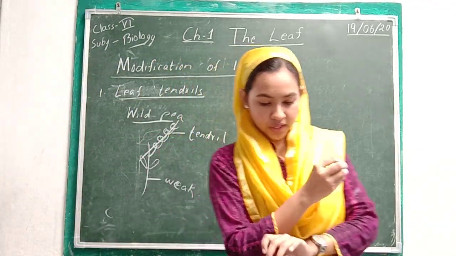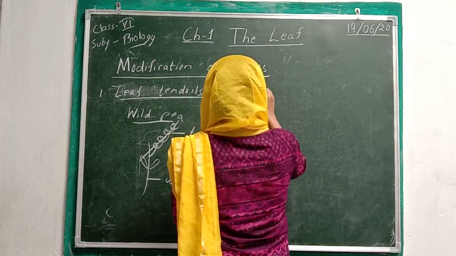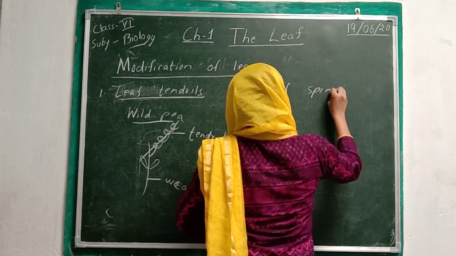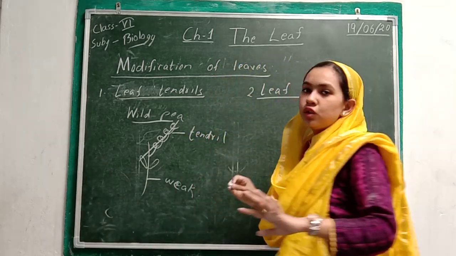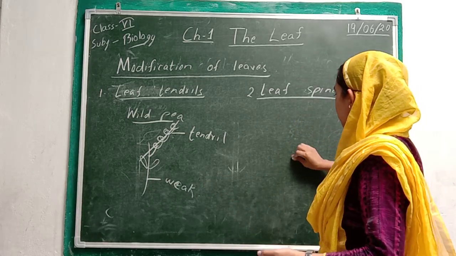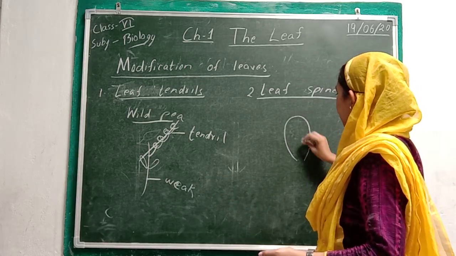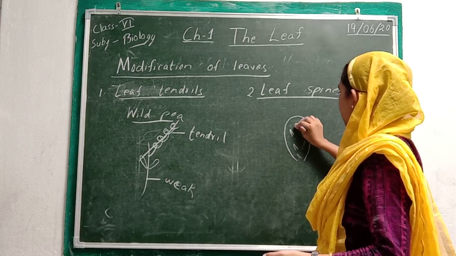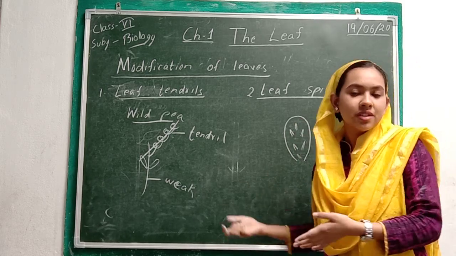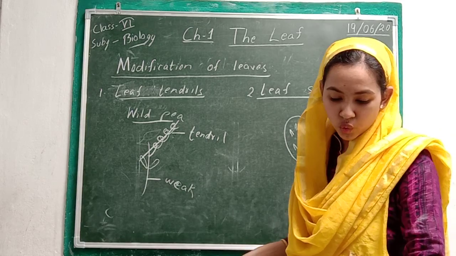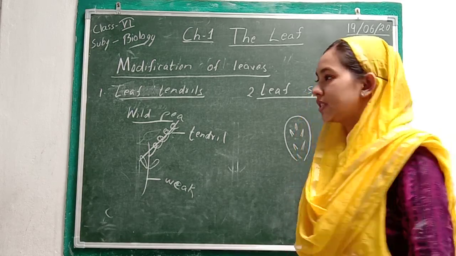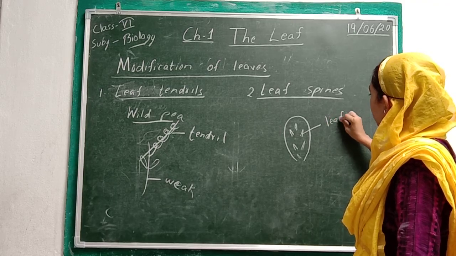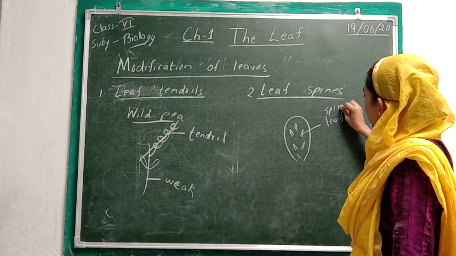Now, the second modification is leaf spines. I think we all know what a cactus is. We know that it is a desert plant. You can see something like this and you see small spikes present, right? Now, are there leaves present in a cactus? You might say no, but actually leaves are present there. These spines that you see are actually the leaves. They are the spine leaf.